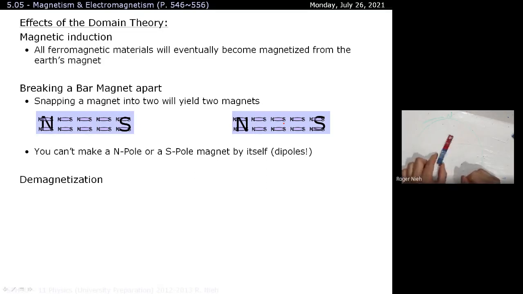Here's the other thing about magnets. Don't drop a magnet, because if you drop a magnet, what's happening? You're causing it to bump around, jostle around, and you will cause the magnetic moments to become misaligned. So that's one way of demagnetizing an object, just by dropping it or hitting it against a hard surface multiple times, and it'll become demagnetized.